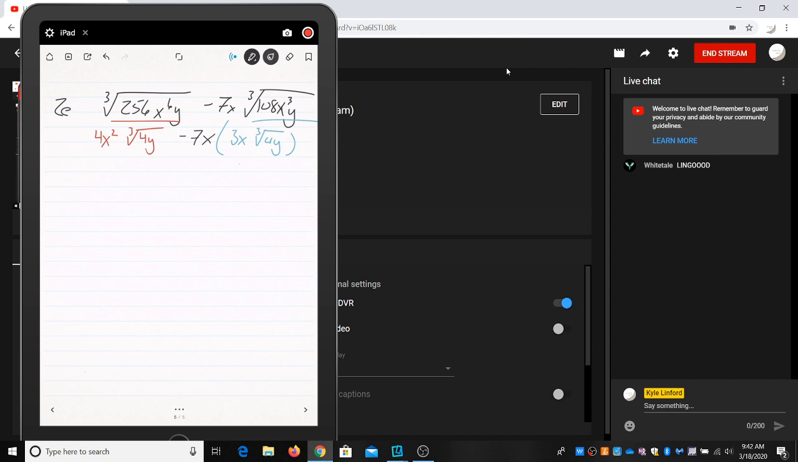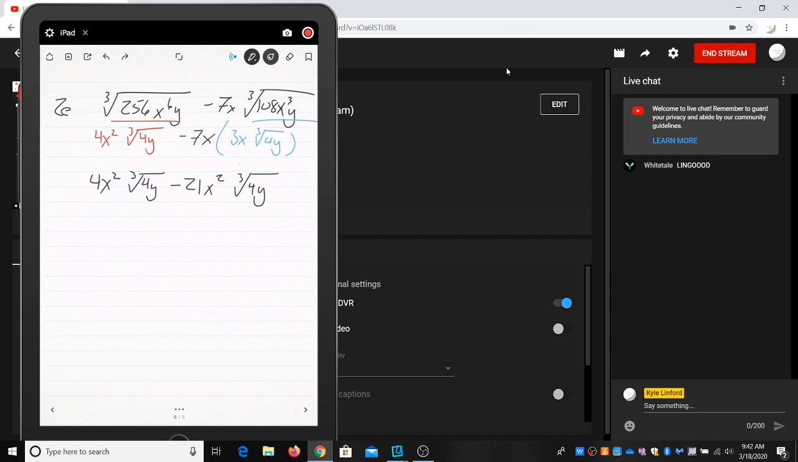All right, let's go about simplifying this a little bit. Let's perform that multiplication on the second radicand first. So we get minus 21x squared and the cube root of 4y. We just multiplied those together to get 21x squared.